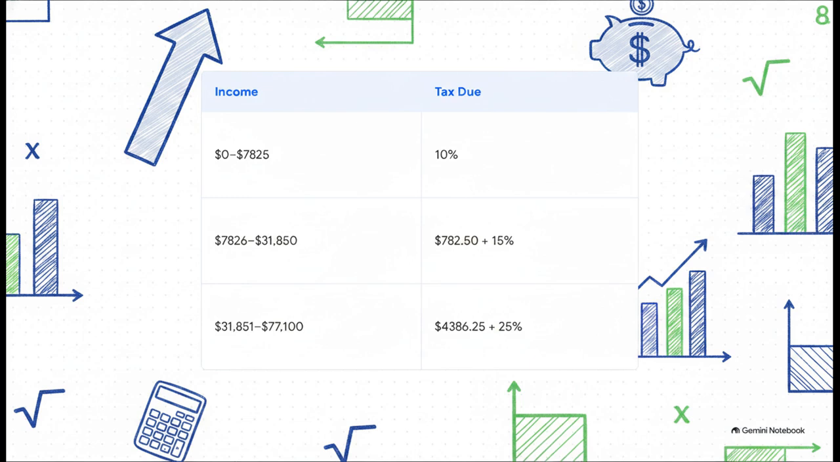Mathematical structures directly dictate our society through things like tax brackets. Think about the 2007 IRS tax code for a single person. The tax due isn't just a flat rate, it's broken into these strict algebraic intervals. If your income falls between, say, $31,851 and $77,100, your base tax is a flat $4,386.25, plus an additional 25% over that specific threshold. Grasping how these structured mathematical intervals actually dictate our economy? Well, that's step one in seeing why the underlying algebra matters so incredibly much.